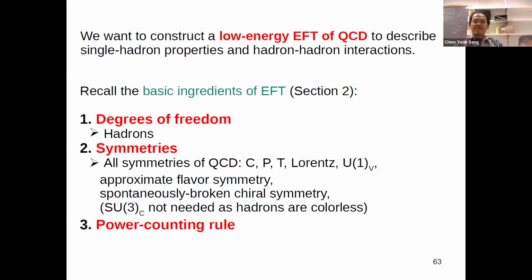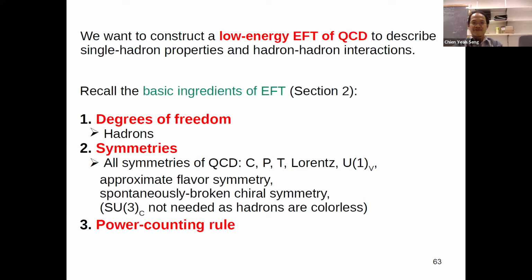We recall from the previous section that the basic ingredients of the effective field theory are of three kinds. First, you need to choose the degrees of freedom that you want, which are the hadrons. And then the symmetry of the effective field theory, which is just the symmetry of QCD.